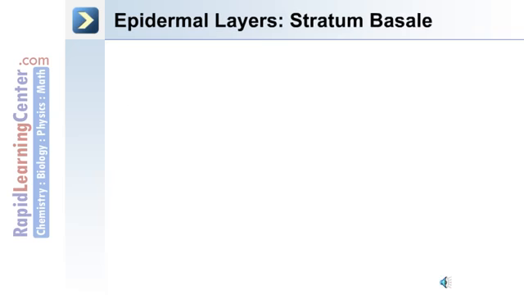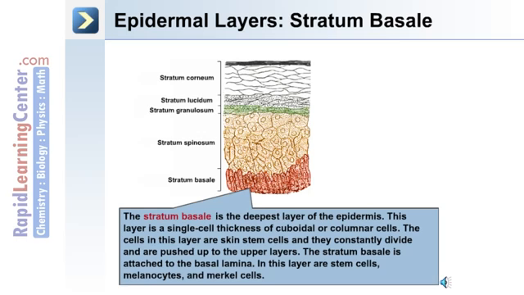The fifth and deepest layer from the apical surface of the epidermis is the stratum basale, or the basal layer. This layer is made up of a single cell thickness of either cuboidal or columnar cells. Within this layer are the skin stem cells that give rise to the other cell types. They constantly divide and are pushed up to the upper layers of the epidermis. The stratum basale is attached to the basal lamina, and in this layer are stem cells, melanocytes, and Merkel cells.